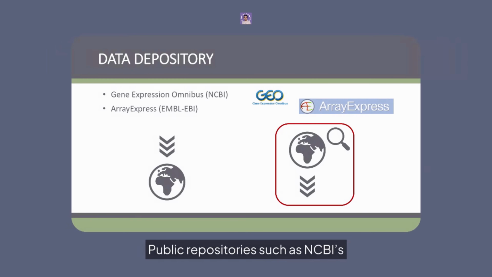Public repositories such as NCBI's Gene Expression Omnibus and EMBL-EBI's ArrayExpress store processed and raw expression data. Depositing datasets there ensures long-term preservation, facilitates data discovery, and allows independent groups to reanalyze or integrate our results.